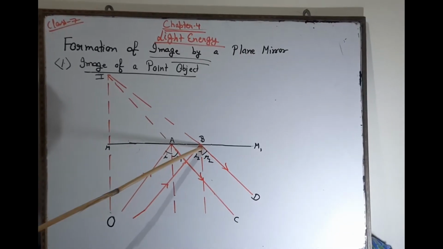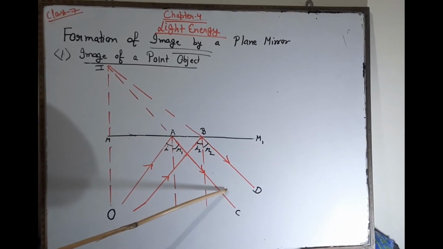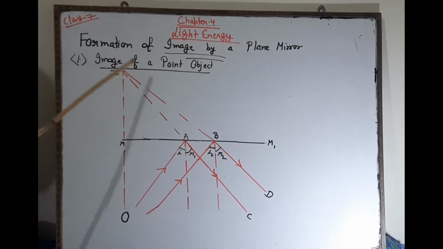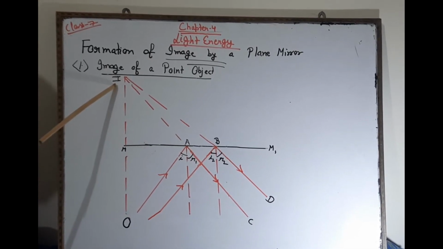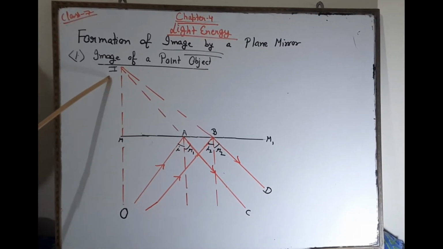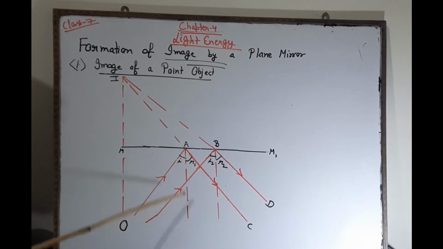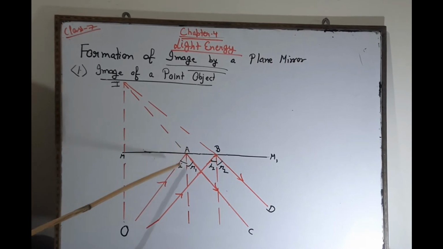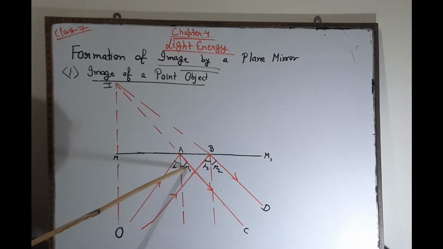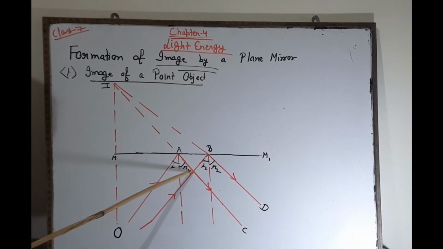These reflected rays, BD and AC, enter our eye, and we will think that these rays appear to come from the image, that is I, which is formed behind the mirror. So we can say this image I is the virtual image of this point object. Since this image is formed behind the mirror, it is a virtual image. Here, the angle between AO and the normal is the angle of incidence. This ray forms an angle of incidence, and AC forms an angle of reflection, in such a way that the angle of incidence is equal to the angle of reflection.